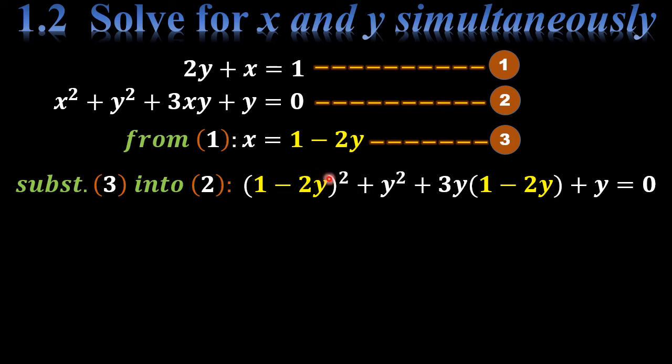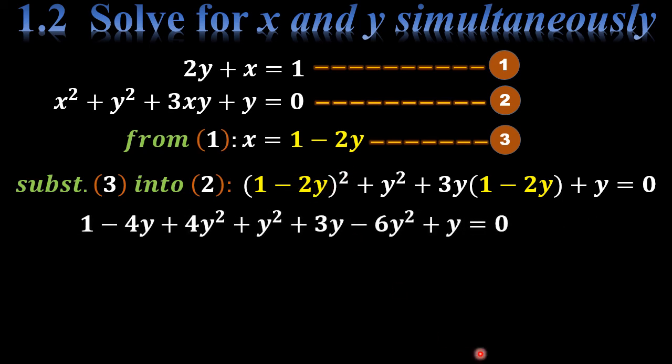Then we will remove the brackets the same way. Remember, 1 squared is 1. Negative squared is positive for the last one. 2 squared is 4, remember the square is for both of them, and then y squared. The middle term will be 2 times 1 multiplied by minus 2y. That is how you remove your bracket. So you remain with 1 minus 4y, plus 4y squared, plus y squared, and then 3y multiplied by 1 is 3y, and 3y multiplied by 2y is positive multiplied by negative, that will be minus 6y squared, plus y is equals to 0.